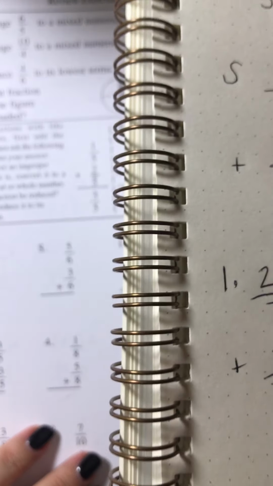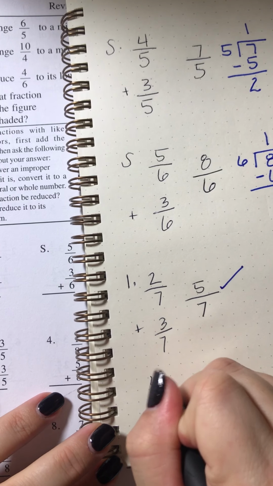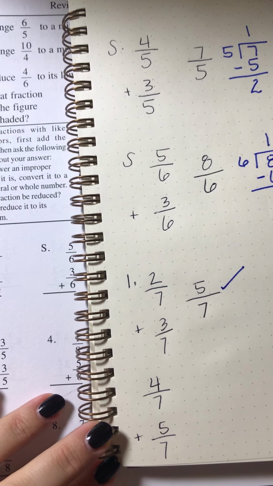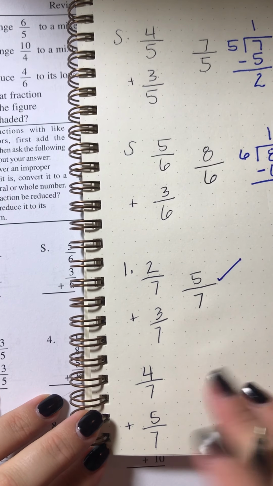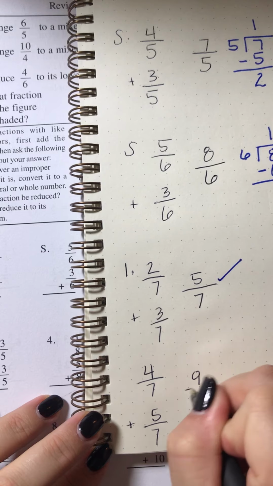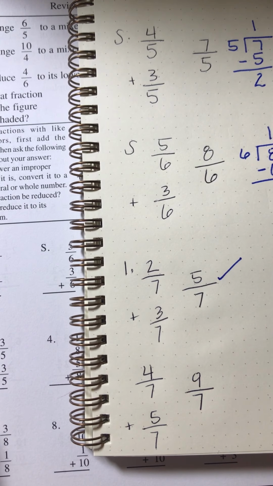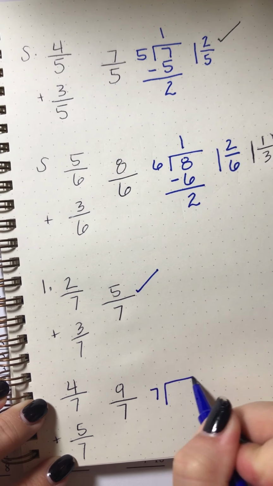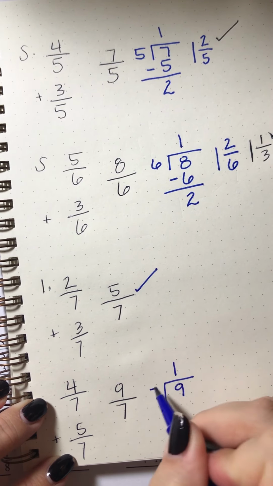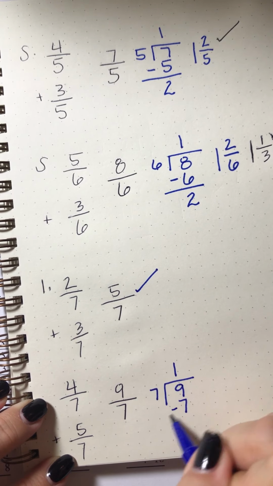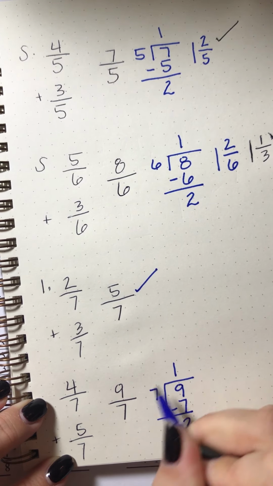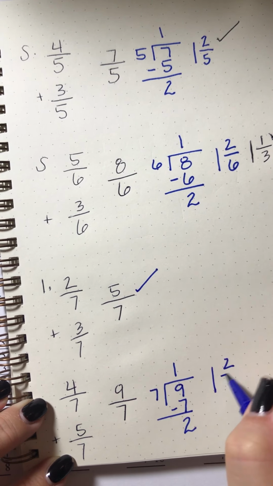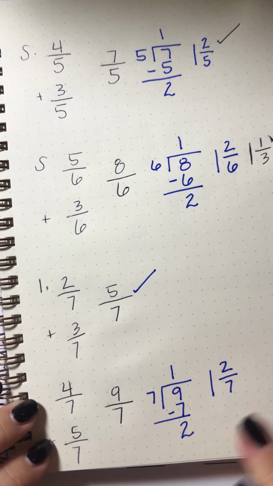So for number 2 on your page, you have 4 over 7 plus 5 over 7. Again, adding our numerators, we have 4 plus 5 is 9. Our denominator stays the same. And we have an improper fraction. We go ahead and divide that. 7 into 9. Once. 7. 9 minus 7 is 2. Bring down to the left. 1, 2 over 7. We have our mixed number.